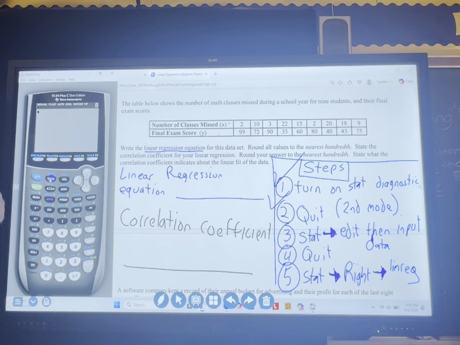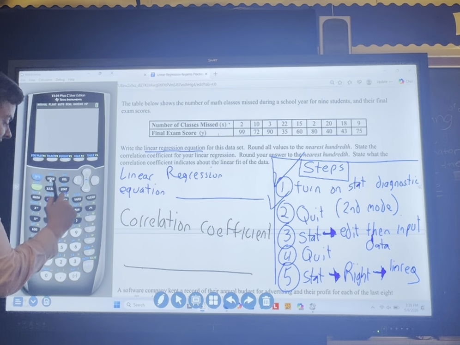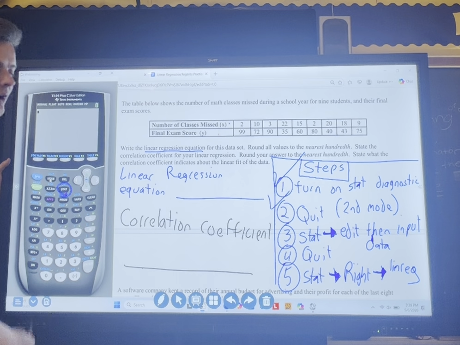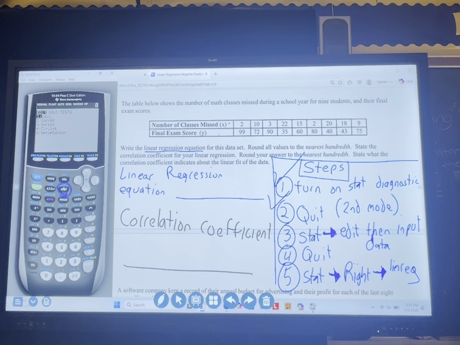Step 3, I'm going to hit stat. That is the button underneath delete. I really recommend following along on your calculator because it's hard to see mine, but I can't force you. I hit stat. I then hit this first option, edit, and hit enter again.